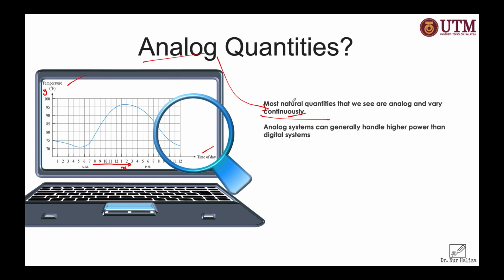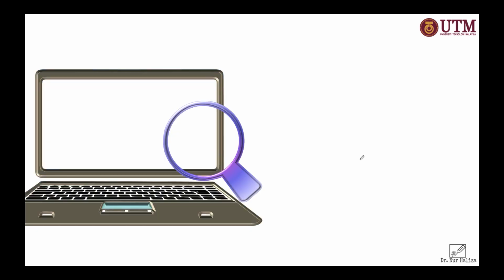So what next? Analog systems can generally handle higher power than digital systems. So this is basically the analog quantities. There are examples of analog, which are time, pressure, and also power. This is just a sample of analog quantities. So let's move to digital quantities.